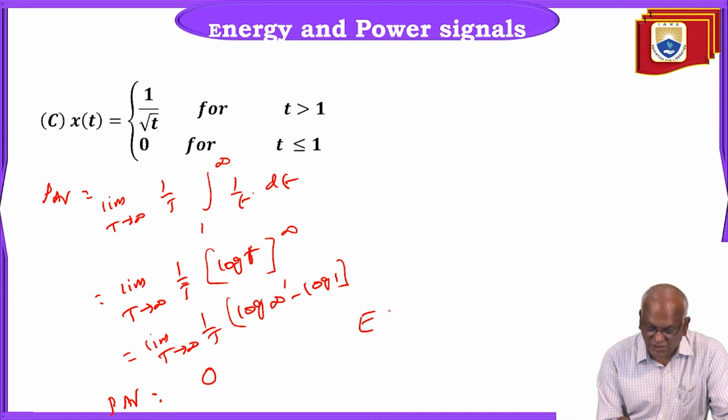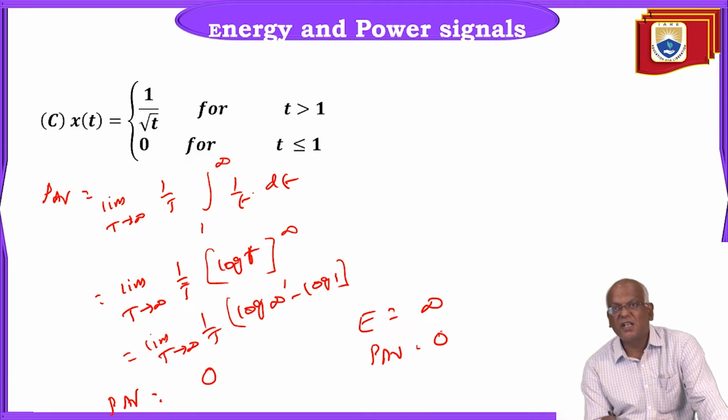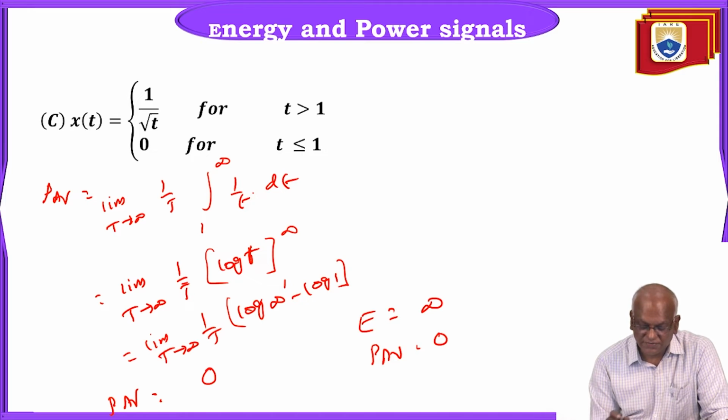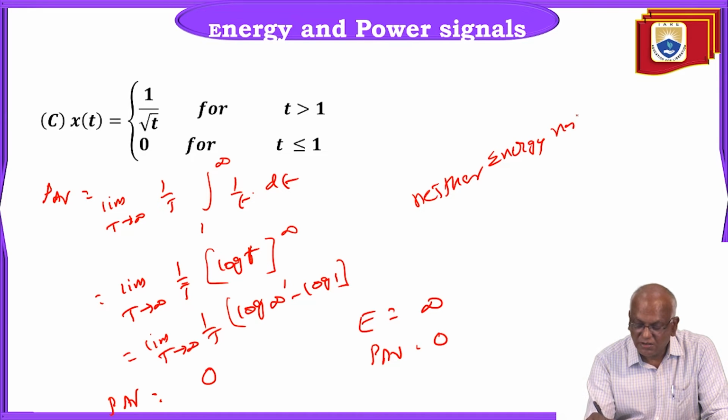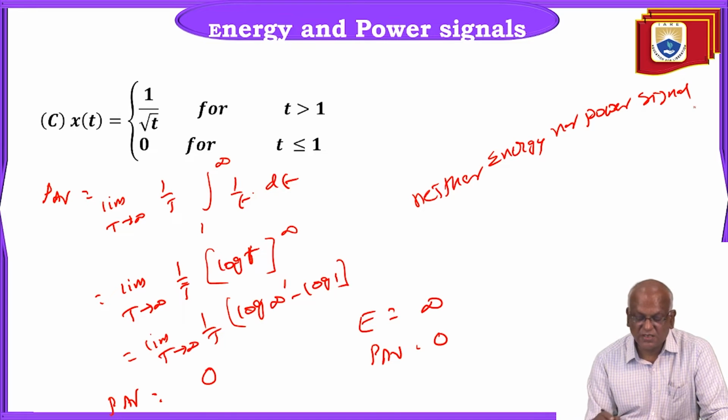You see that this energy is equal to infinity and the average power value equals 0. That means that the signal is neither an energy signal nor a power signal. Is x of t neither an energy nor a power signal.